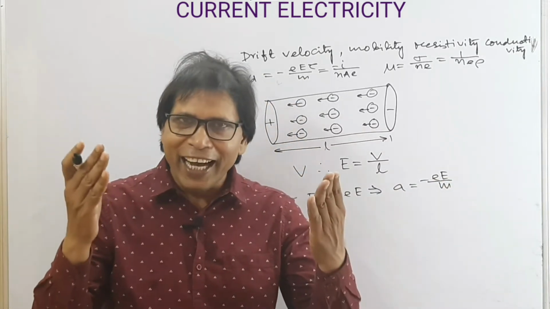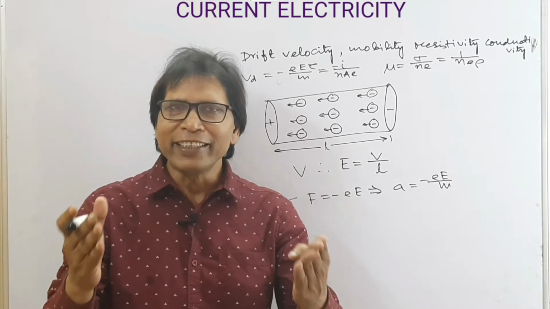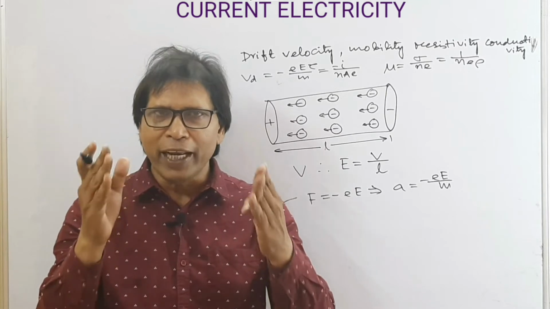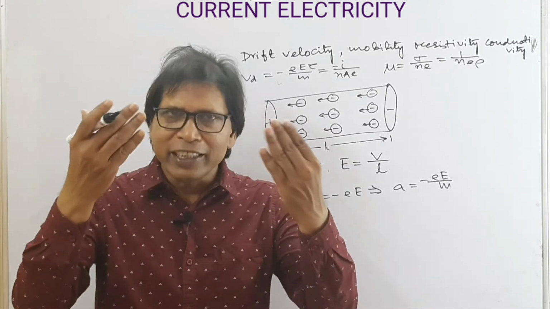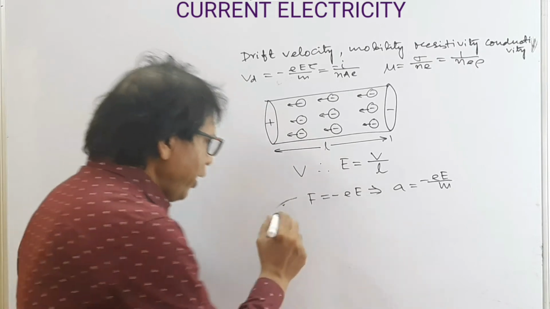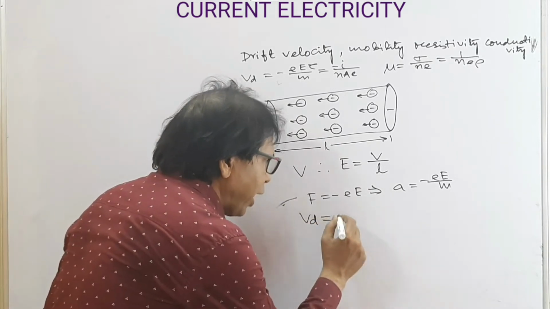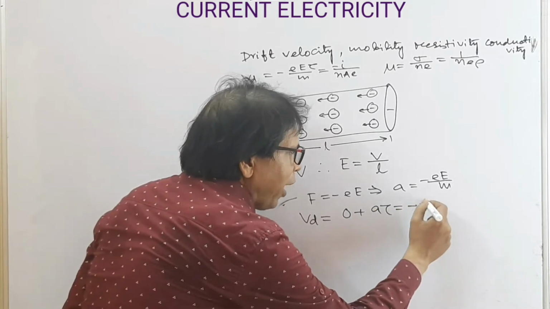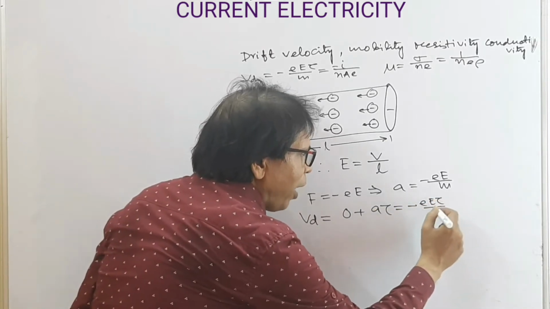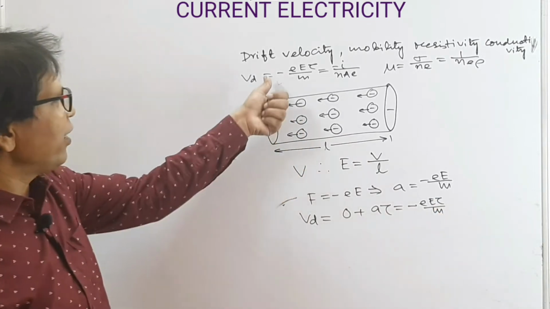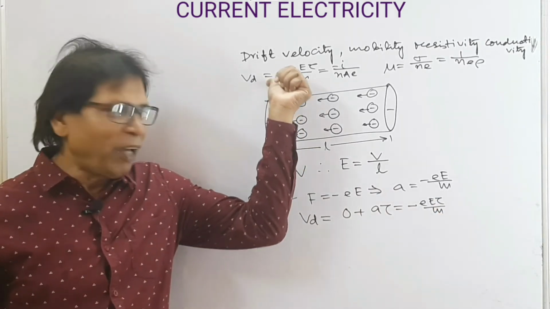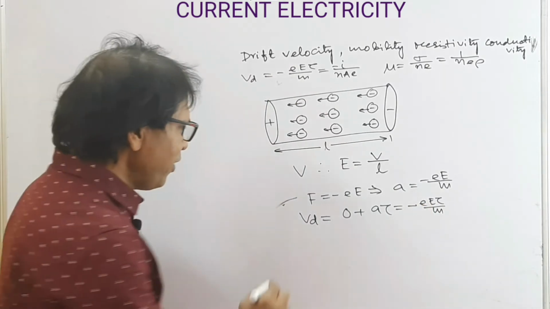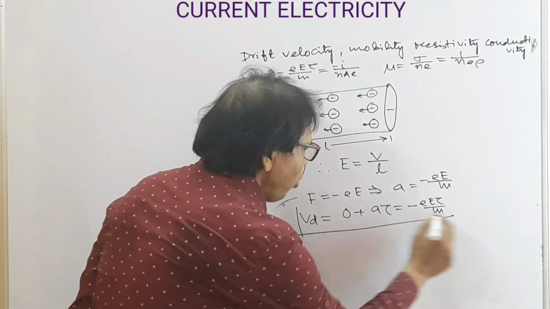If τ be the relaxation time, that is the time interval between two successive collisions of the electron due to its thermal motion, then drift velocity Vd equal to 0 plus a into τ. So this is minus eEτ by m. Okay, look at this, this is the drift velocity of electron. This relation is very important for you.